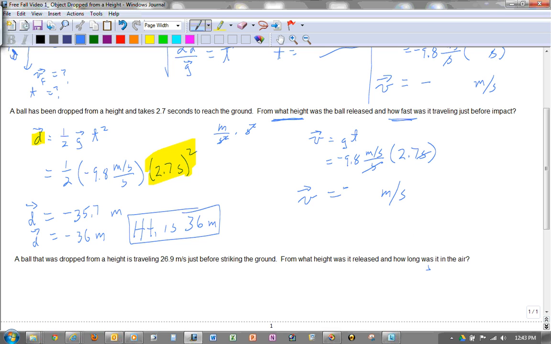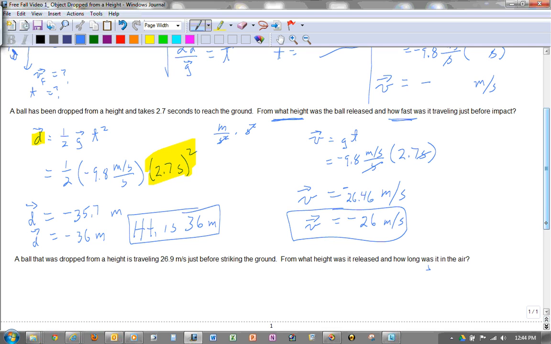My sign is negative, which indicates that it's going down, and certainly it would be going down if you dropped it. So I have negative 9.8 times 2.7, and I get negative 26.46. Rounding for two significant figures would be negative 26 meters per second. And that would be what's called my impact velocity, the velocity just before it hits the ground.